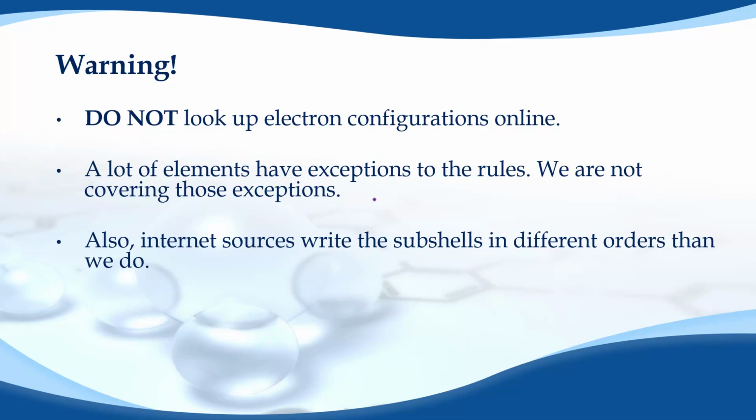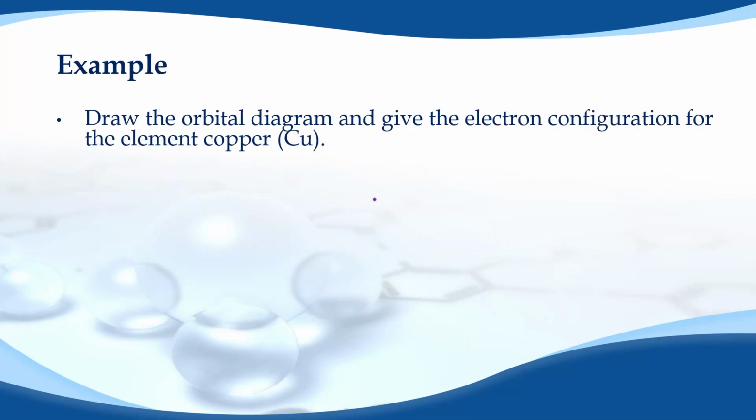I can guarantee you that there will be exceptions on tests and quizzes. So that's what I'm going to use to see if you're looking them up. Alright, as an example, what I want you to do is pause the video and draw the orbital diagram and give the electron configuration for the element copper. Copper is number 29, so there are 29 electrons to draw.